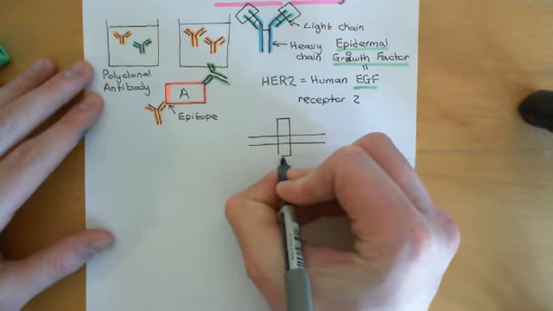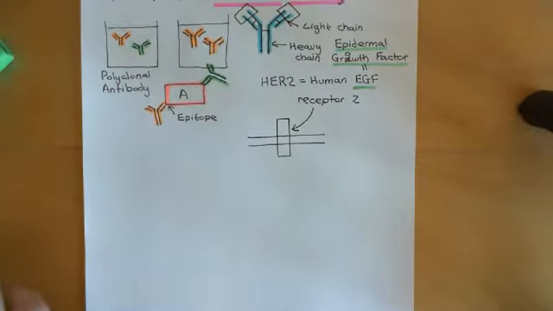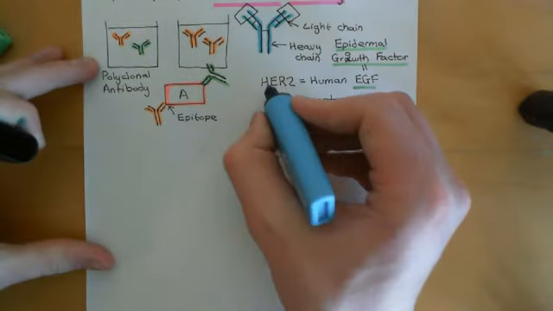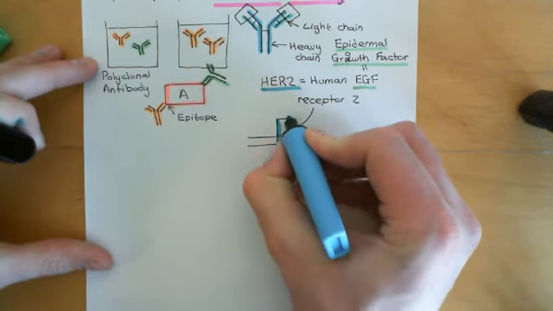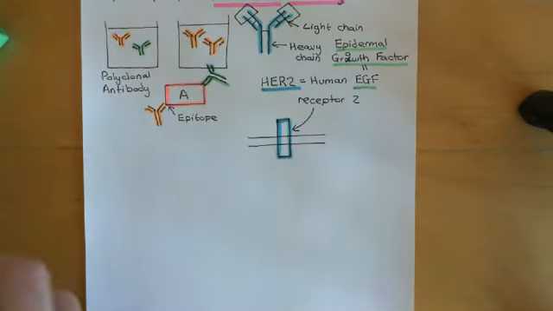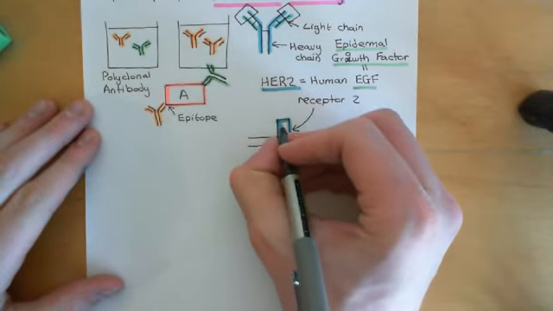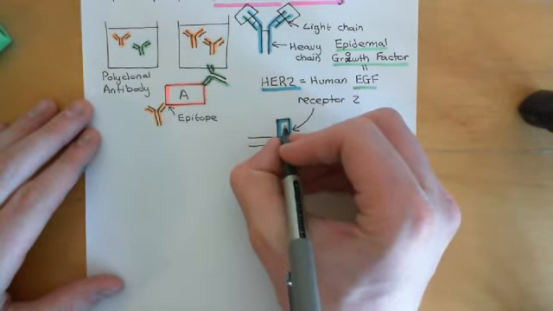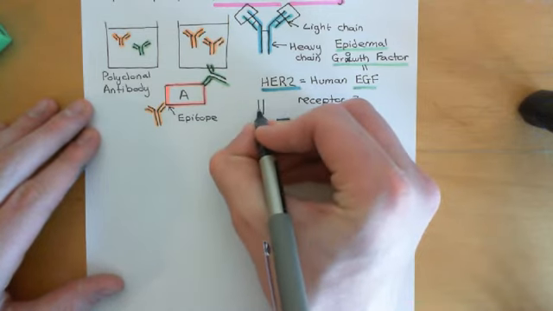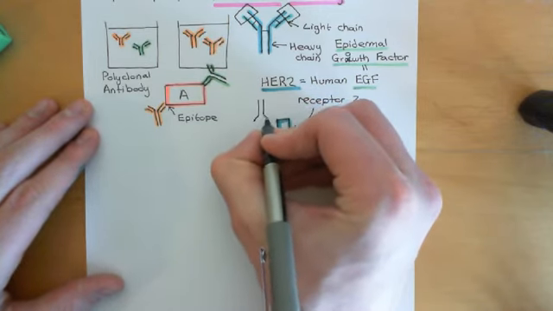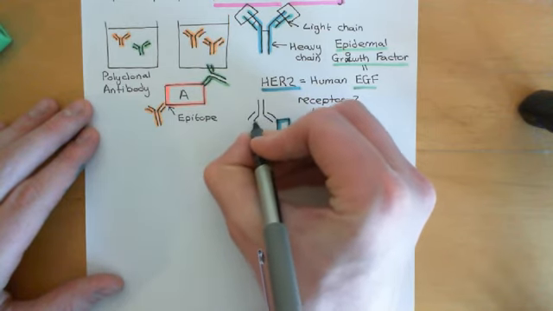Okay, and sitting in the phospholipid bilayer, you'll then have your HER2 receptor here, which we'll colour in a special colour. So HER2 can be coloured in blue here. And then Trastuzumab, or Herceptin, is a monoclonal antibody that binds to some epitope on the extracellular domain of the HER2 receptor.